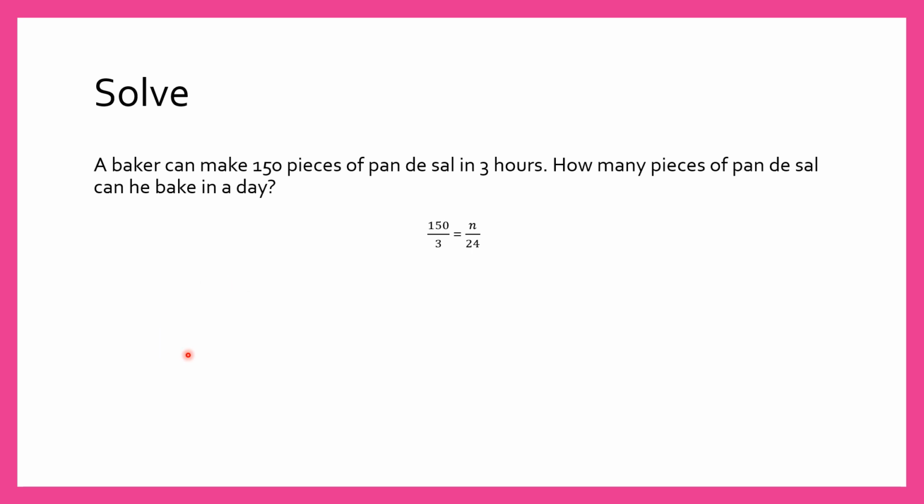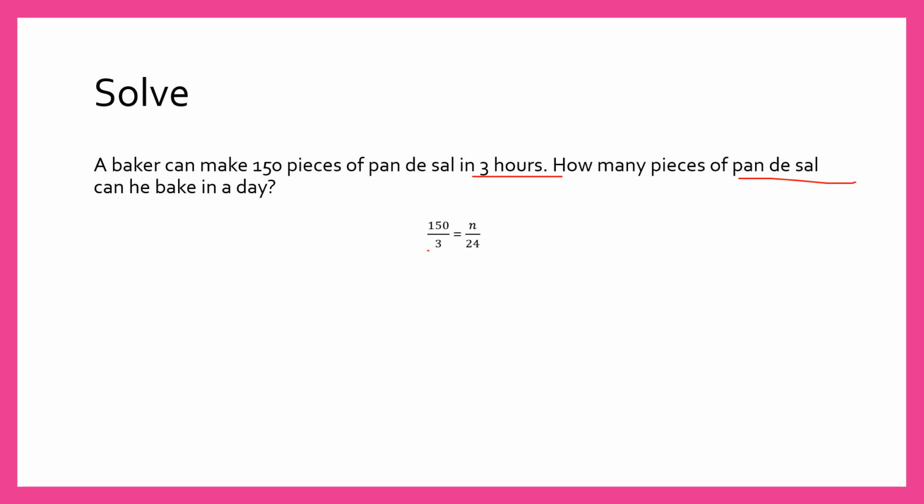Okay, so we have here, this is actually an example of a direct proportion. So a review for our past lesson. So we have 150 over 3 equals n, because we're looking for how many pandesal he can bake in a day. So in 3 hours, he can make 150. And what about in a day? A day has 24 hours.